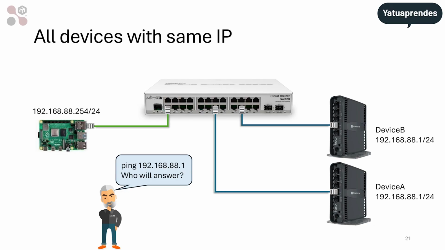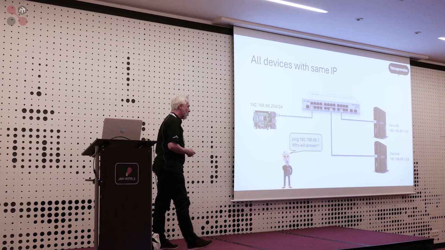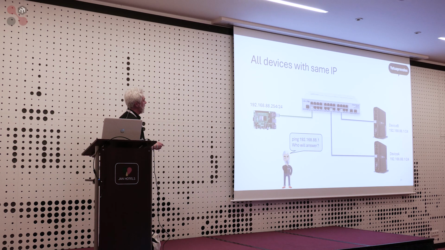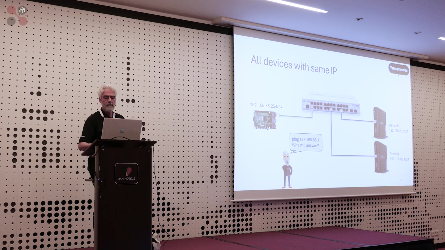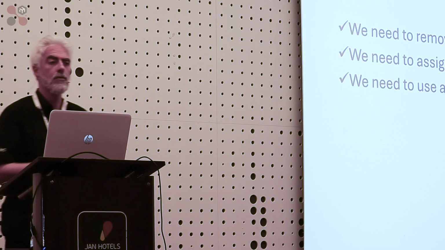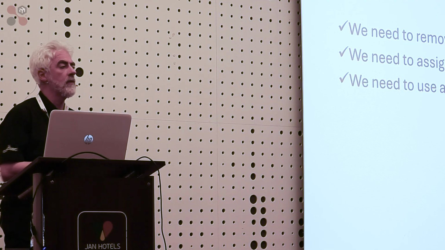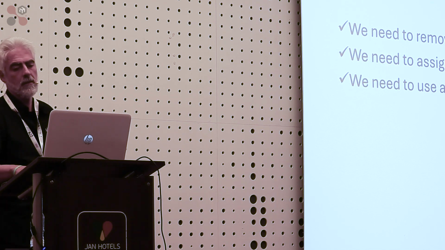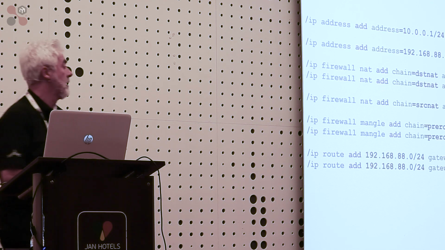If all devices have the same IP address, like the factory default, and from our device we try to ping one of them, who will answer? I don't know. We need to remove the computer from the bridge. We have to assign different networks to the computer. We need to use a floating network to map the IPs, the same IPs on the network.